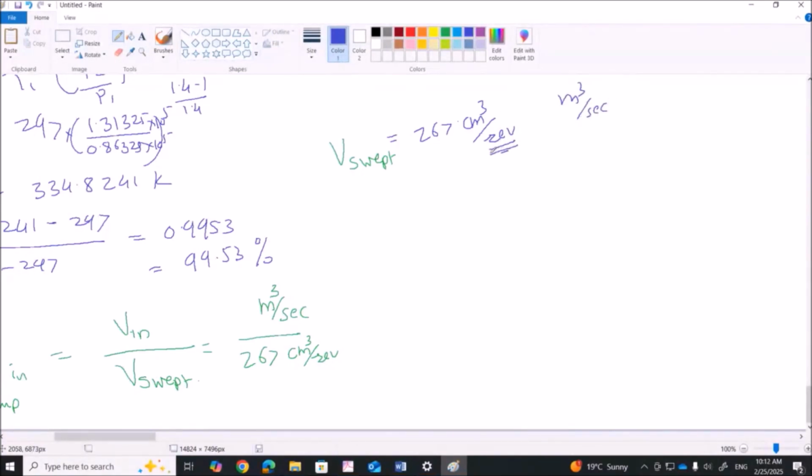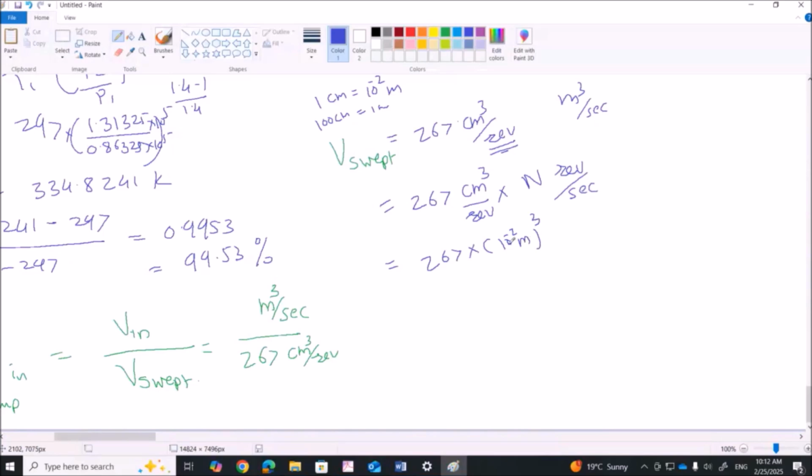So I have to multiply by revolution. 267 centimeter cube per revolution, then multiply by N revolutions per second, not divide. Okay. So 267 into, I will replace centimeter. 1 centimeter is equal to 10 to the power minus 2 meter, or 100 centimeter is equal to 1 meter. I know that. So I will replace centimeter with 10 to the power minus 2 meter, cubed as it is, revolution as it is. Now I will multiply by N.